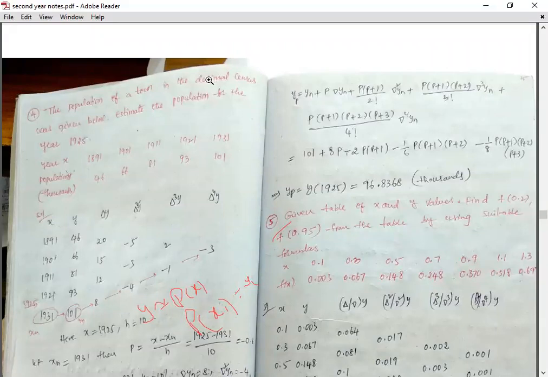Let us see one more example. The problem is: the population of a town in the decimal census was given below. Estimate the population for the year 1925. It is not mentioned very clearly which formula is to be used for this problem. We are given year and population in the year. Year can be taken as x, population in thousands can be taken as y.